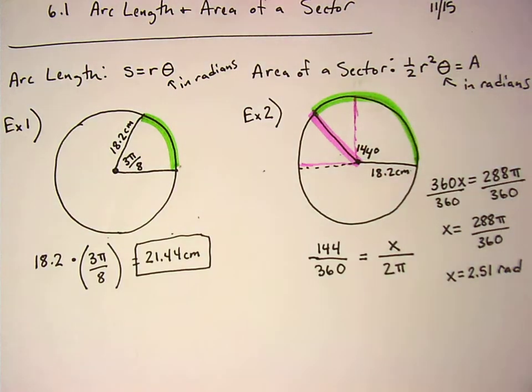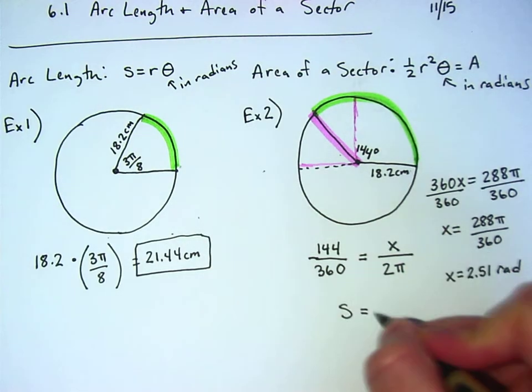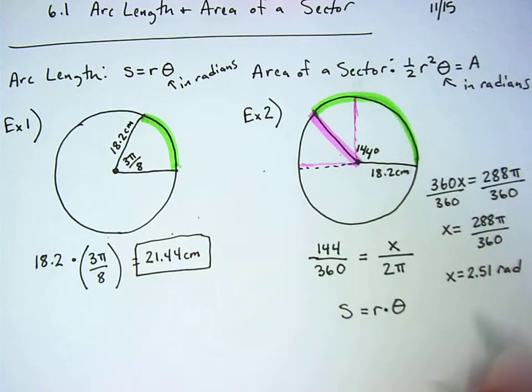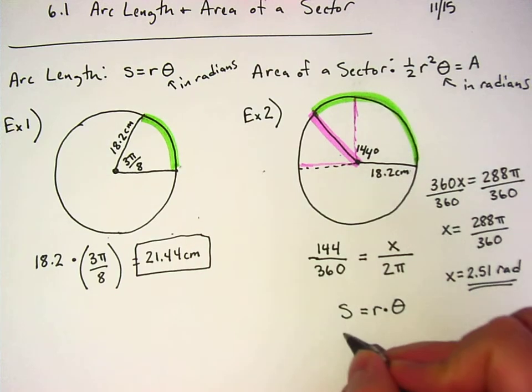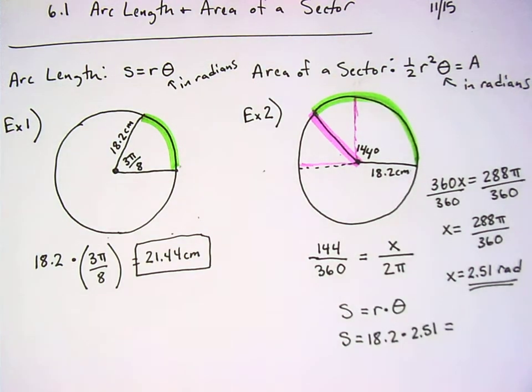All right, so now we're gonna use that number, and we're gonna use this formula. So now we've got S equals R times theta, but it has to be in radians, and we've got it in radians now. So S equals 18.2 times 2.51. Put it in your calculator. I'll give you a copy of this.